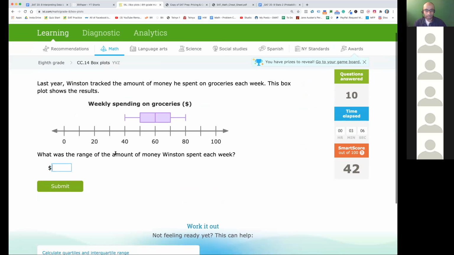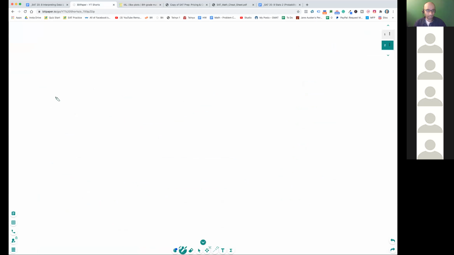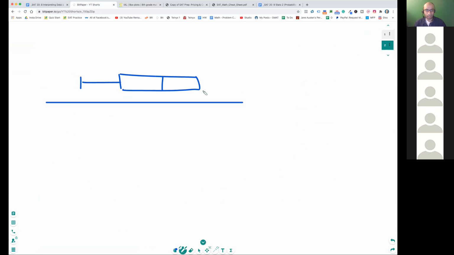So here, what's the range of the amount of money that Vincent spent? So the box plot is kind of like this, right? It's gonna have this bar here. It's got 4 pieces, right? Maybe 5. This one is the minimum. This is your maximum, right? So let's say this is like 100 and this is like 1,000. So that's your minimum, maximum, right?